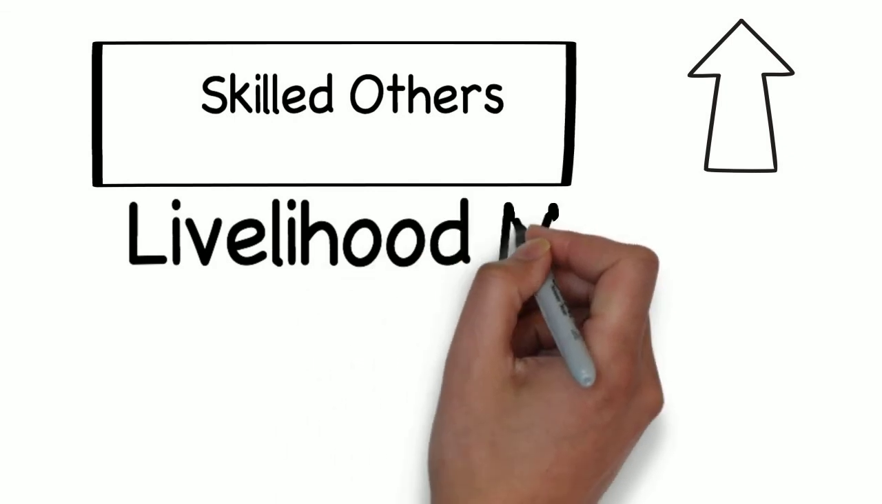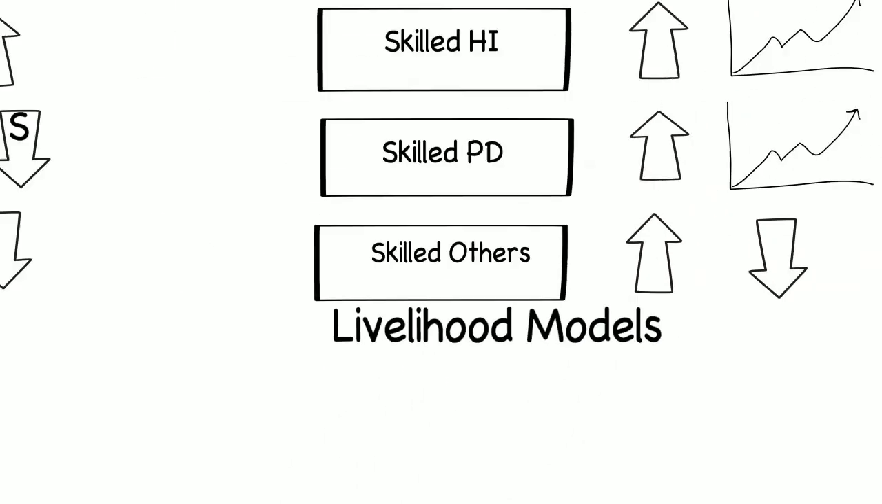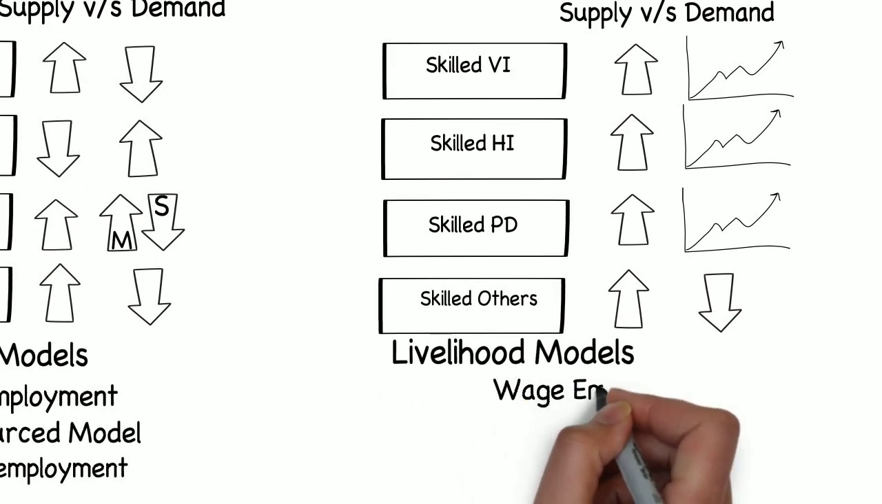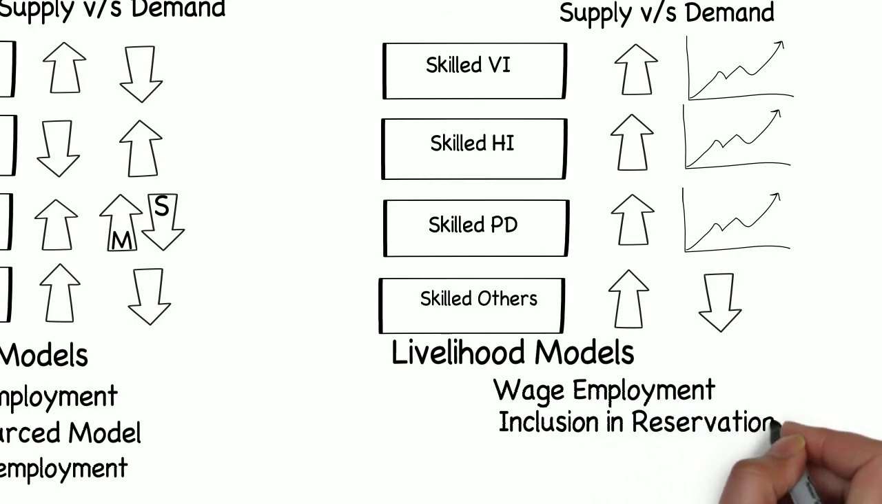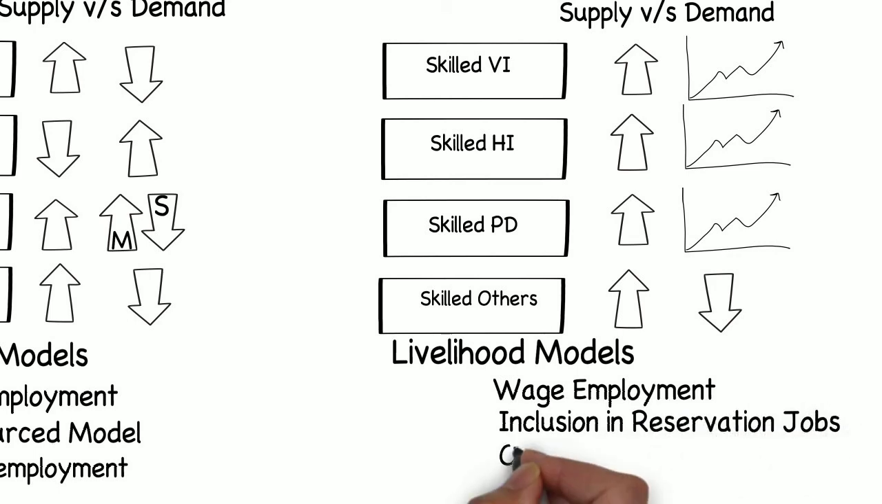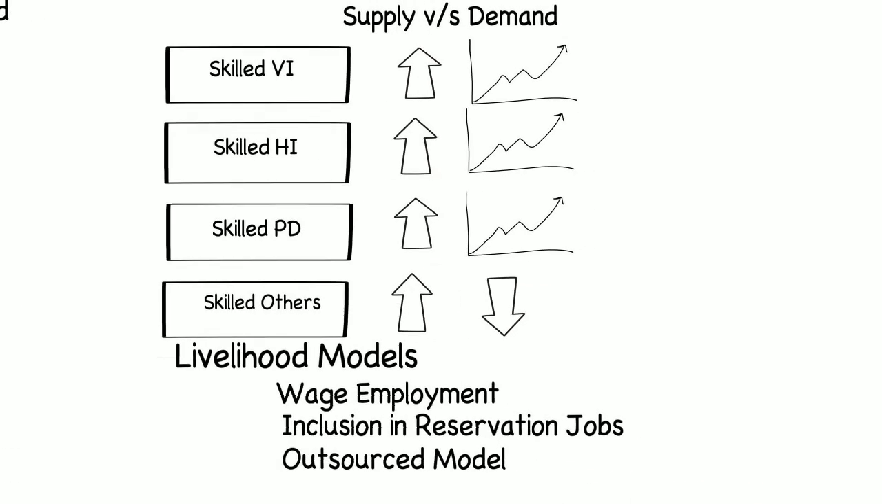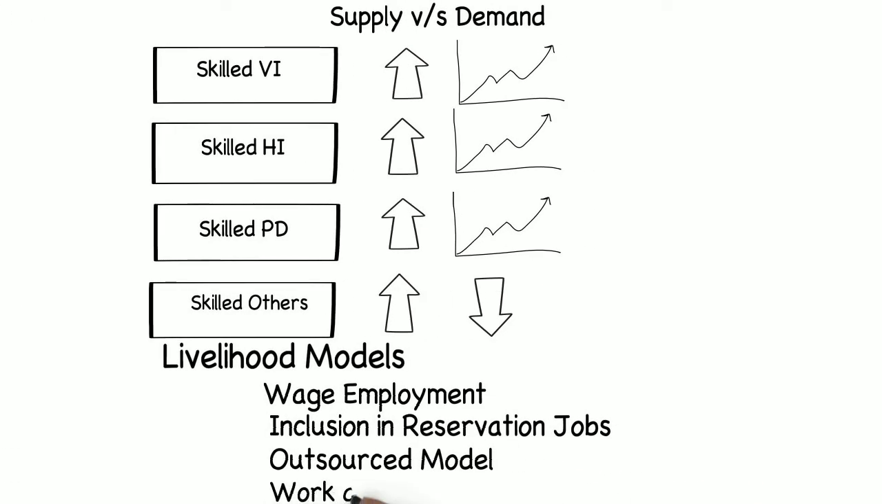Based on these supply versus demand learnings and best practices, the following options for livelihood models have been found successful. Wage employment, especially in the private sectors. Inclusion in quota jobs like government and public sector undertakings. Outsourced model, more relevant in case of severe disability, and also scalable options are possible. Work at home, very relevant for persons with severe disability to work using their computers where physical accessibility is a challenge.